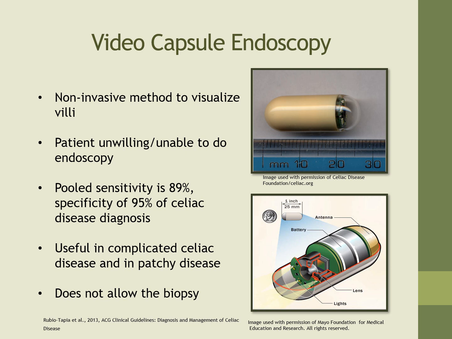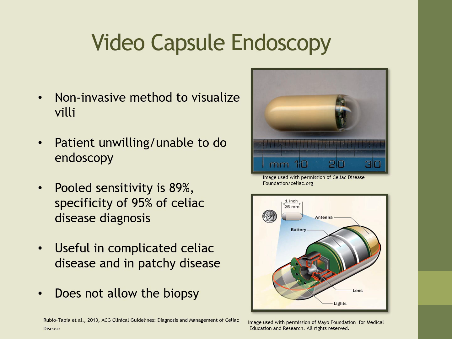Capsule endoscopy is not a first-line test for celiac disease. It may be done when there is a suspicion for celiac disease, but patient is unable or unwilling to do endoscopy with biopsy. It is a non-invasive method to visualize villi in the small intestine. Pooled sensitivity is 89% and specificity is 95% for celiac disease diagnosis.